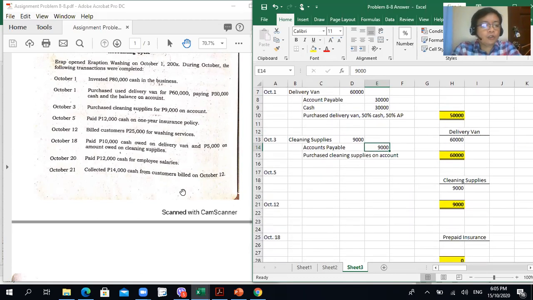Very good. October 5. What if you paid 12,000 cash on a 1-year insurance policy? By the way, if you pay an insurance policy for 1 year, meaning you pay in advance. October 5 is part of the adjustments we will be discussing later, especially the prepayments, which is very important. So if you have money and you pay in advance, what is the account title for this?